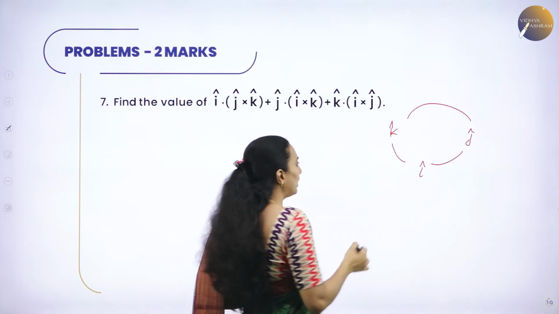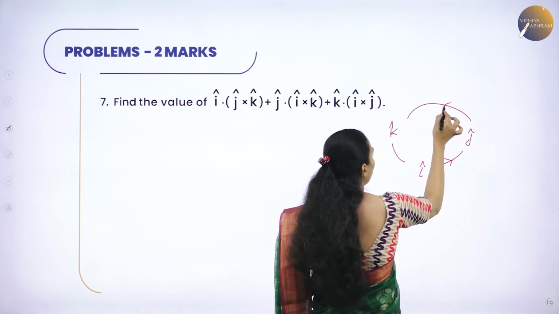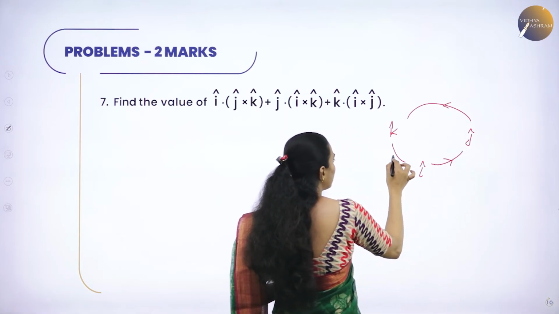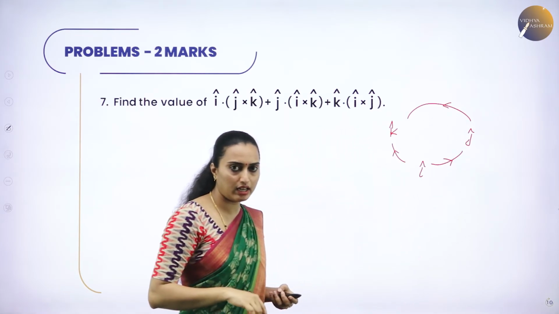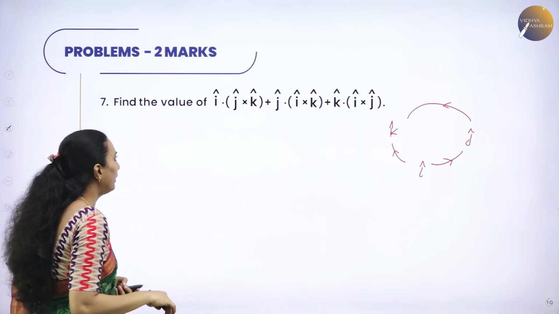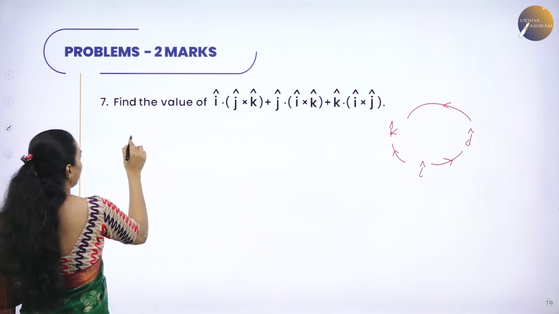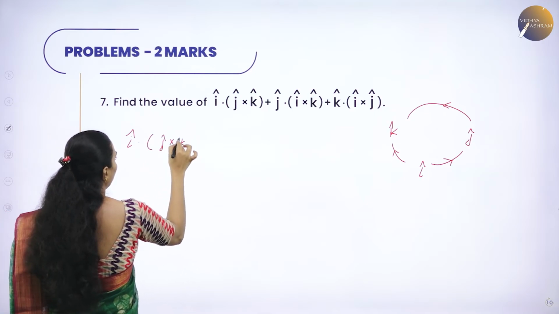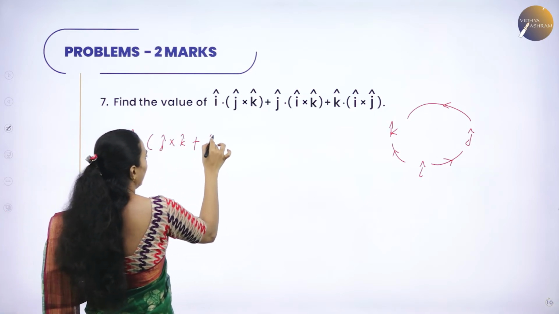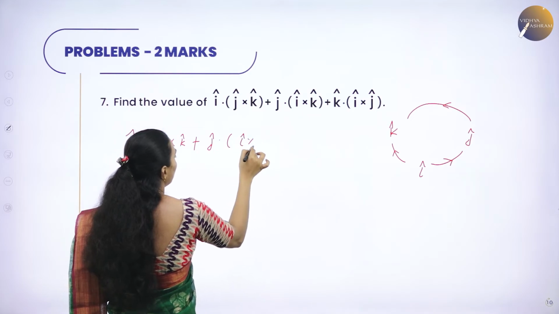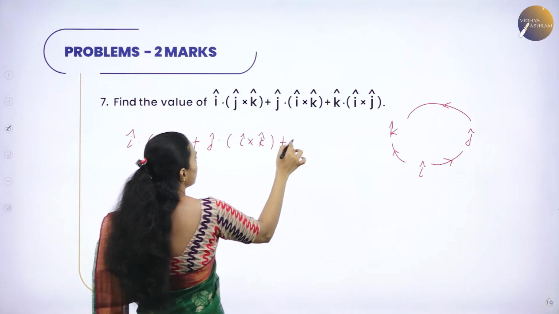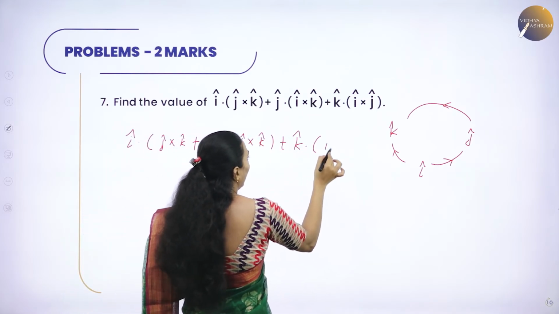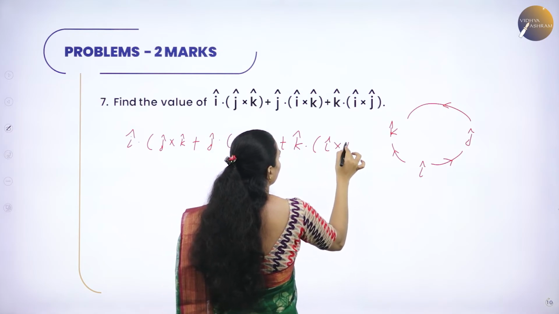If it goes in the opposite order, it is negative. If it goes in the cyclic order, it is positive only. Correct? Understood? Now let us take whatever they have given: i dot j cross k plus j dot i cross k plus k dot i cross j.